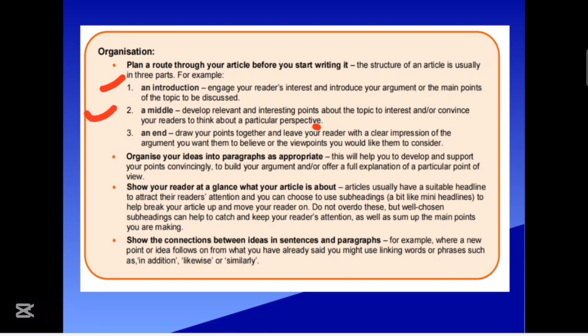Then you must have a middle. I mostly tell you that the second and third paragraph is your middle.